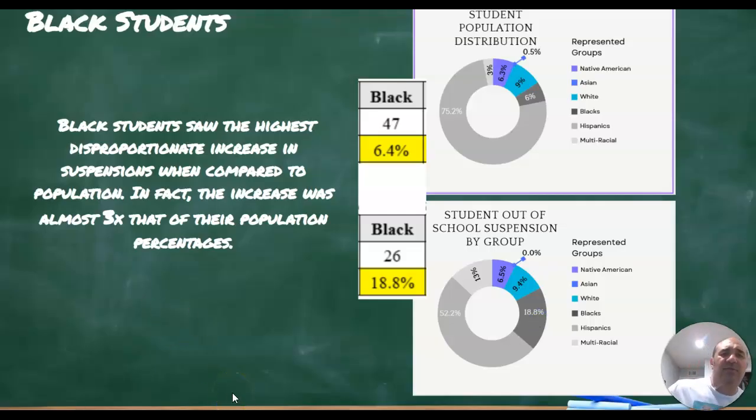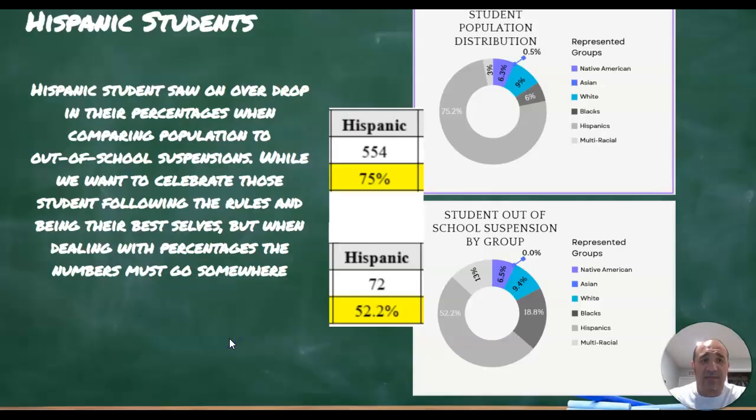So, our black students saw the highest disproportionate increase in suspensions when compared to population. In fact, the increase was almost 3 times that of their population percentages. Hispanic students saw an overall drop in their percentages when compared to population out-of-school suspensions. And while we want to celebrate those students following the rules and being their best selves, once again, when dealing with percentages, the numbers must go somewhere.